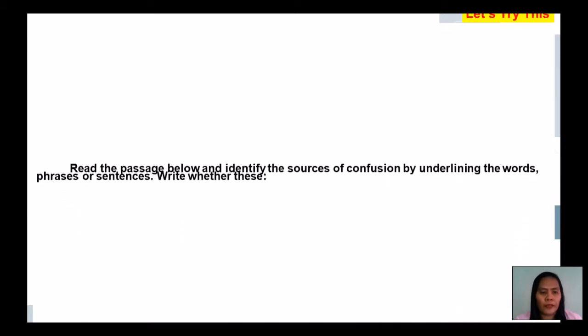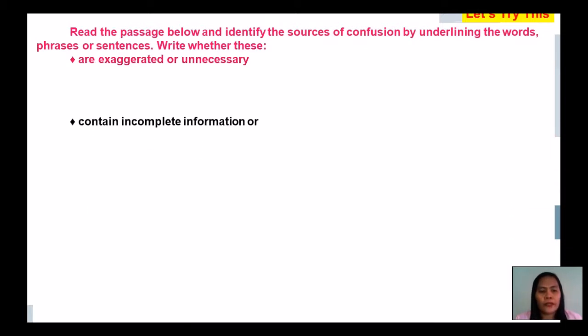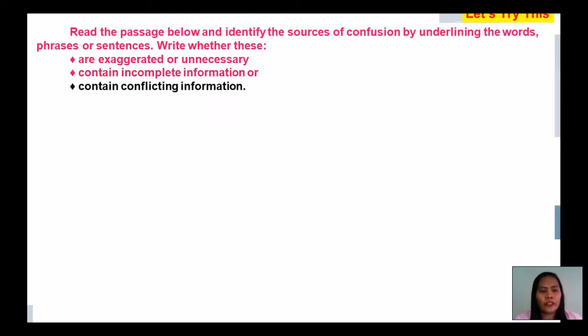Let's try this. Read the passage below and identify the sources of confusion by underlining the words, phrases, or sentences. Write whether these are exaggerated or unnecessary, contain incomplete information, or contain conflicting information.